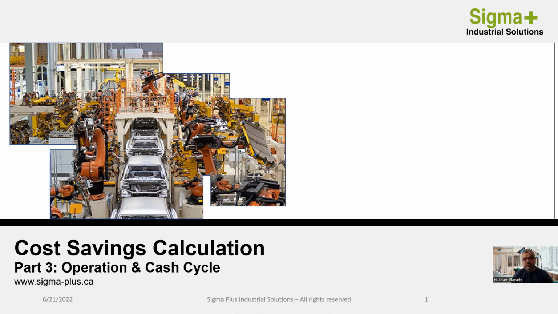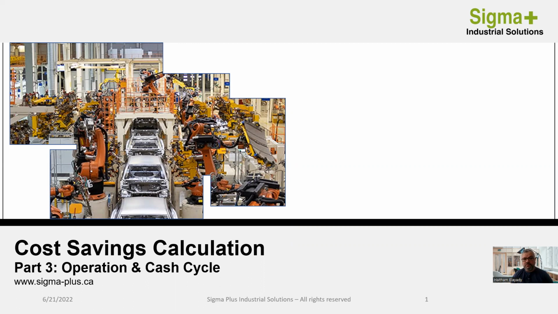Today in this video, we will continue our discussions about cost savings. This video is considered to be part 3. In the last videos, part 1 and part 2, we've been discussing the cost savings that could be generated by improving the capacity utilization.